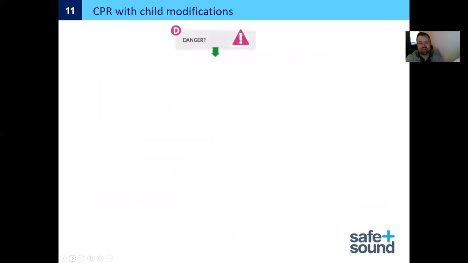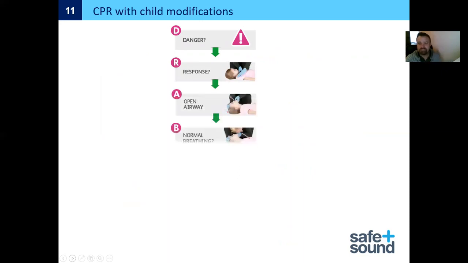Okay, so we're just going to start that quickly. So again, CPR for a child. D, danger. R, response. Hello, can you hear me? Can you open your eyes? Open the airway. Look, listen and feel. Children and babies have 1 minute of CPR before we leave them on their own to call for an ambulance. But ideally, you're not going to leave them on their own because we all have mobile phones.